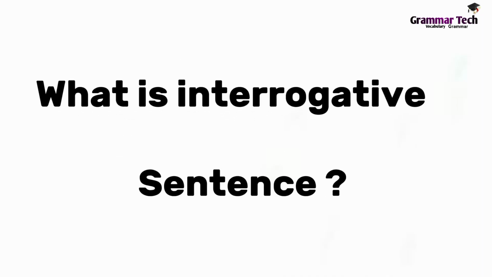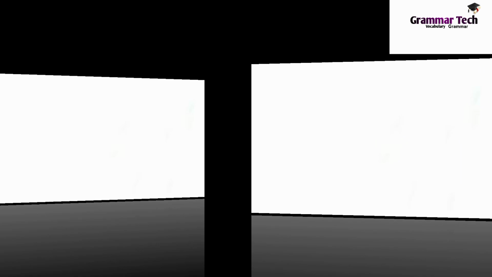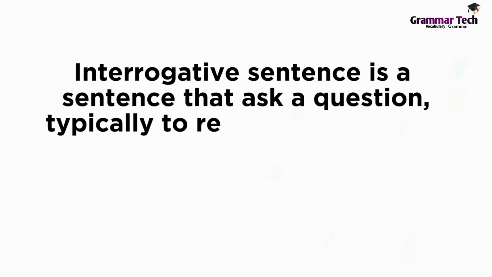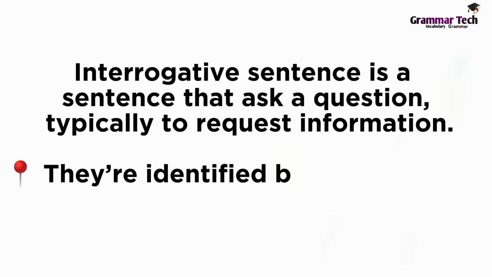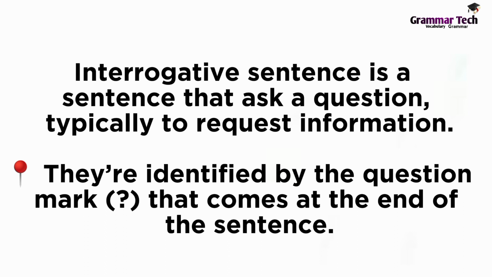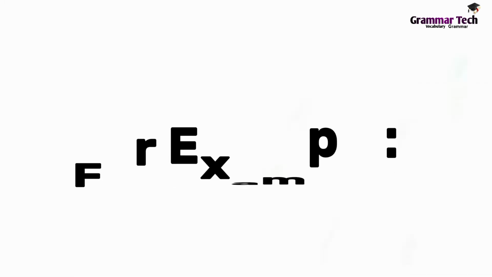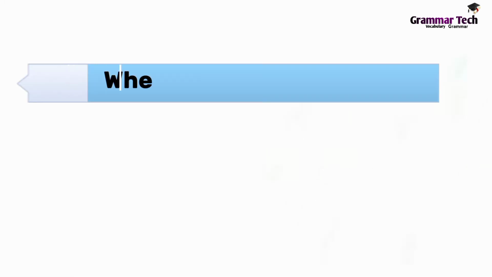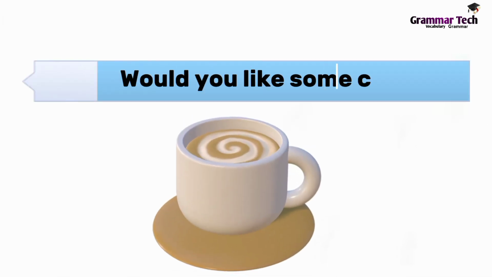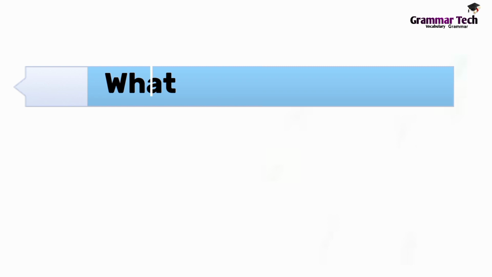What is interrogative sentence? Interrogative sentence is a sentence that asks a question, typically to request information. They're identified by the question mark that comes at the end of the sentence. For example, when does the game start? Would you like some coffee? What are you wearing?